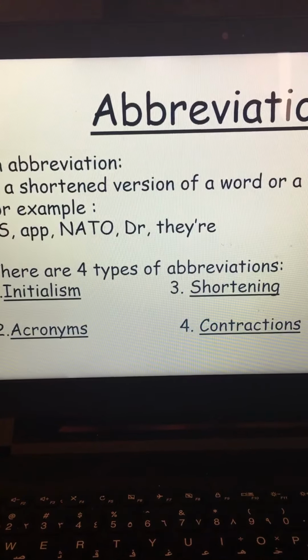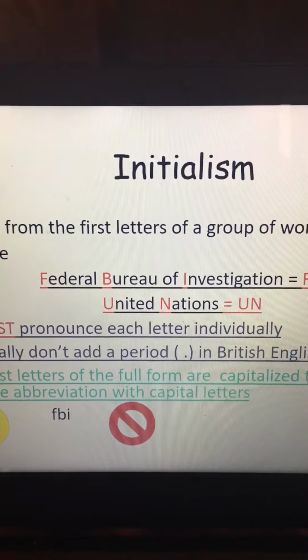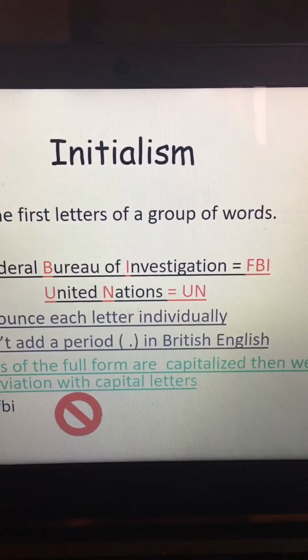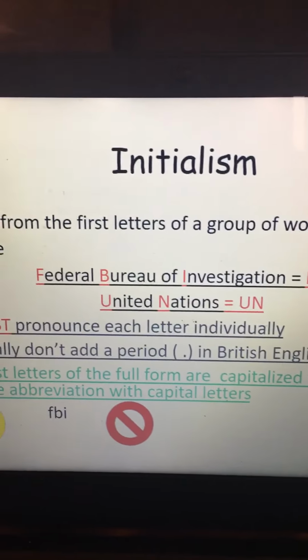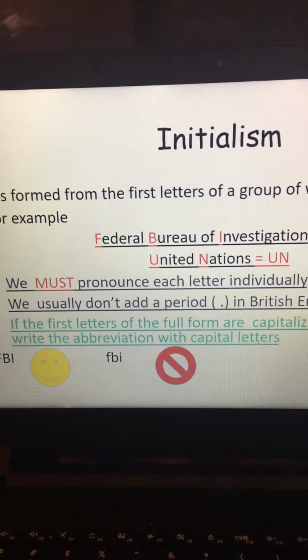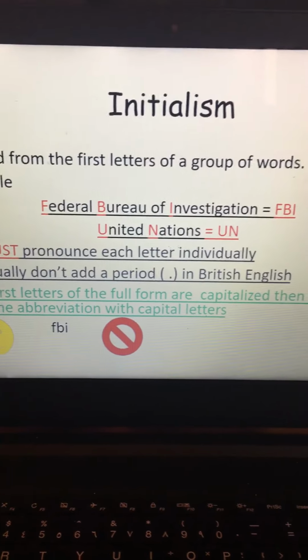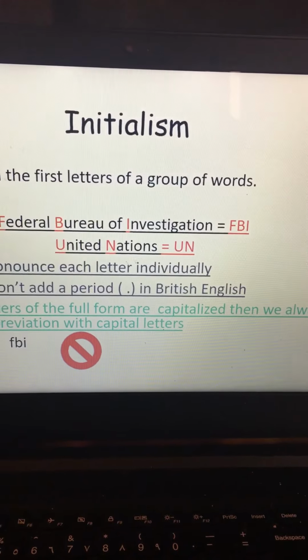It is formed from the first letters of a group of words. Here is a good example. Look at this phrase, Federal Bureau of Investigation. We form the initials FBI from the first letter of each word. FBI. UN represents the first letters of the phrase United Nations. Keep in mind to pronounce each letter individually.